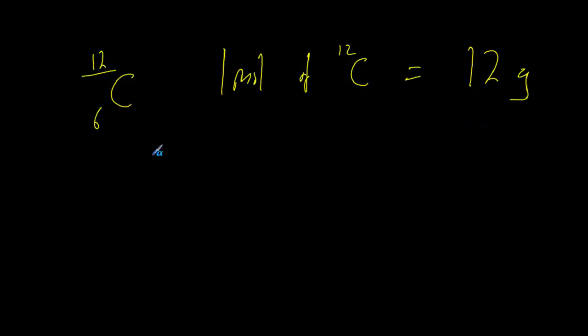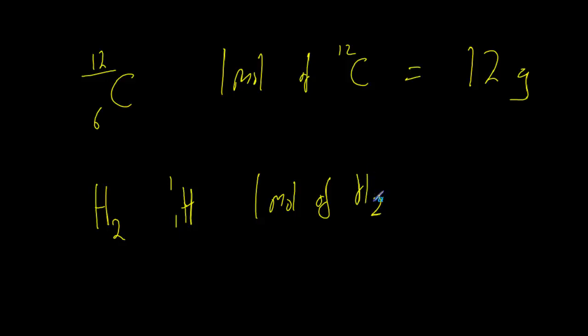How about hydrogen gas? Well, hydrogen gas is written H2, and obviously each hydrogen has a relative atomic mass of 1. Hydrogen in general has a relative atomic mass of 1. And therefore 1 mole of H2 weighs 2 grams, because we have 2 of these. So 2 of those gives us 2 grams, and then 1 mole gives us obviously 2 grams.